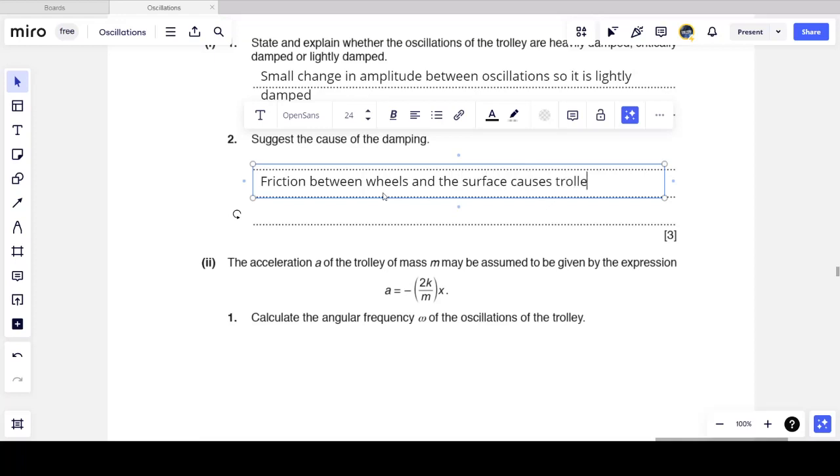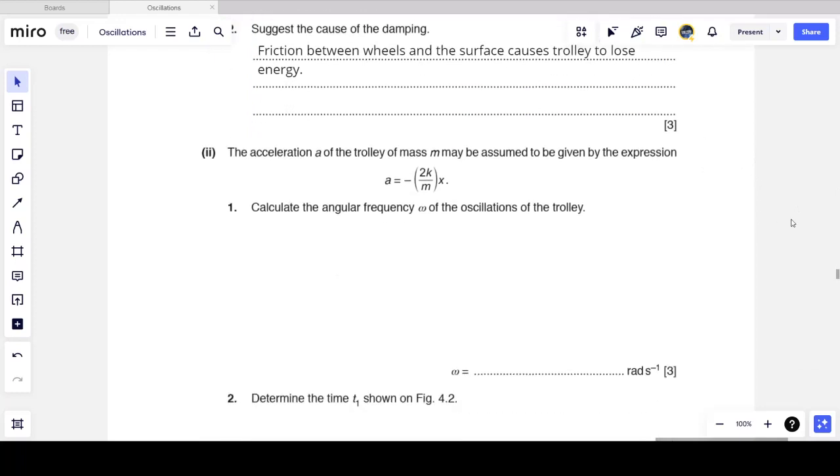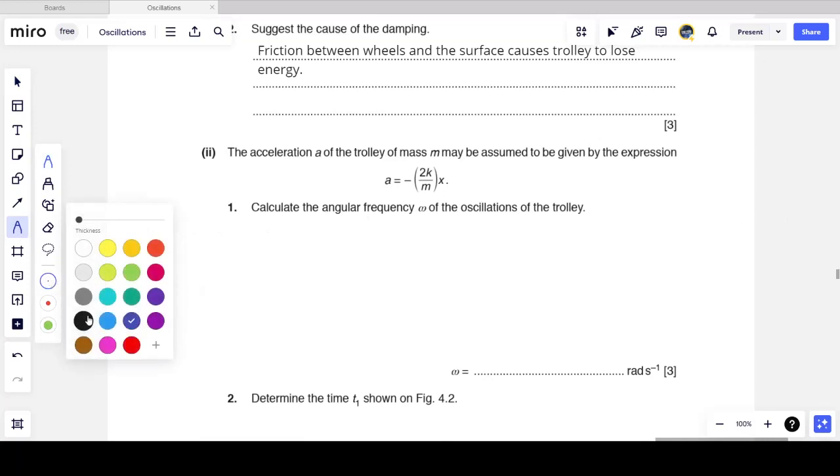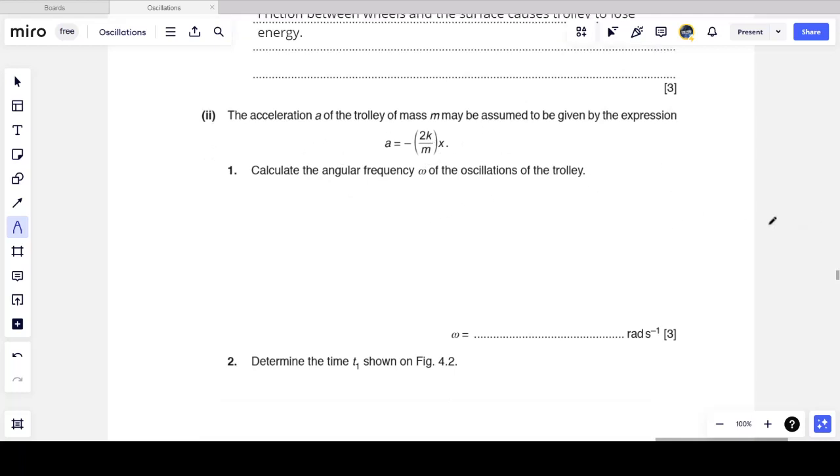And we'll say specifically what this does. It causes the trolley to lose energy, which is us kind of explaining damping in a way. So the friction between the wheels and the surface causes the trolley to lose energy. Or you can say it any other way that you think the trolley may be losing energy, air resistance and so on. The acceleration a of the trolley of mass m may be assumed to be given by a is minus 2k over m times x, an equation we've actually seen before.